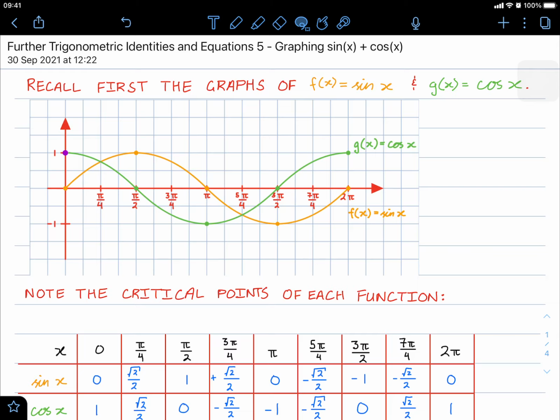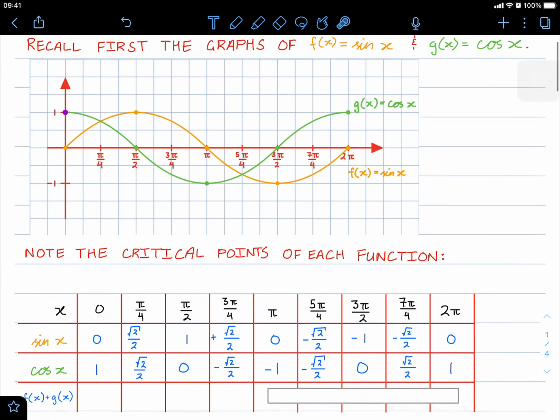Hello class, this is a video tutorial on further trigonometric identities and equations. In this video, we'll be looking to graph sin x plus cos x. So let's go straight into it.